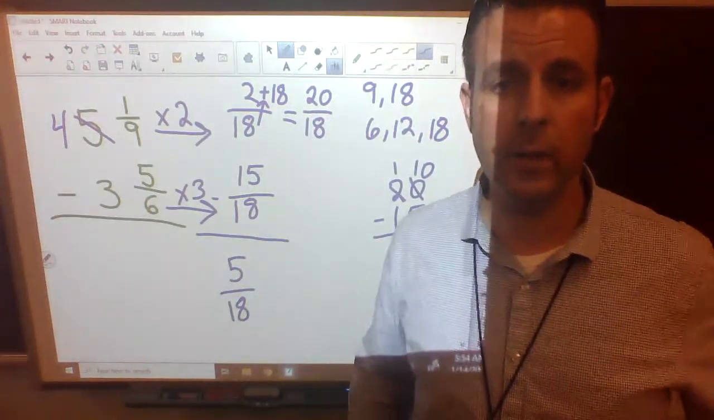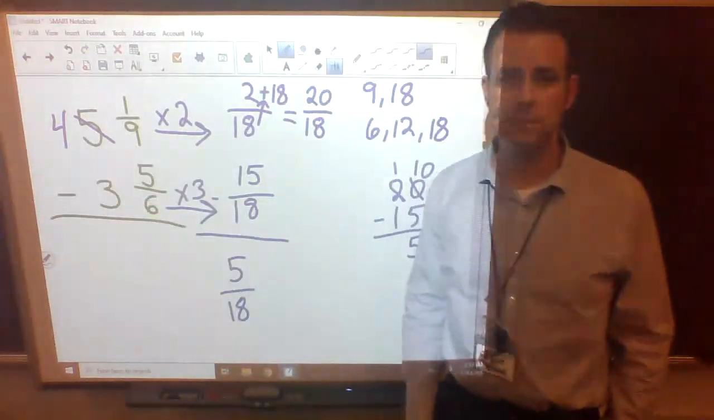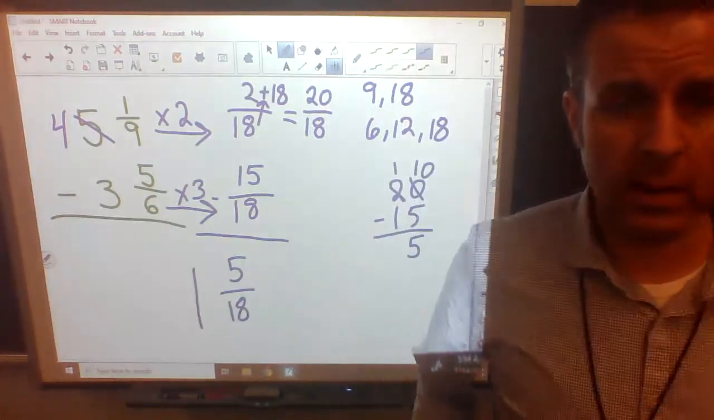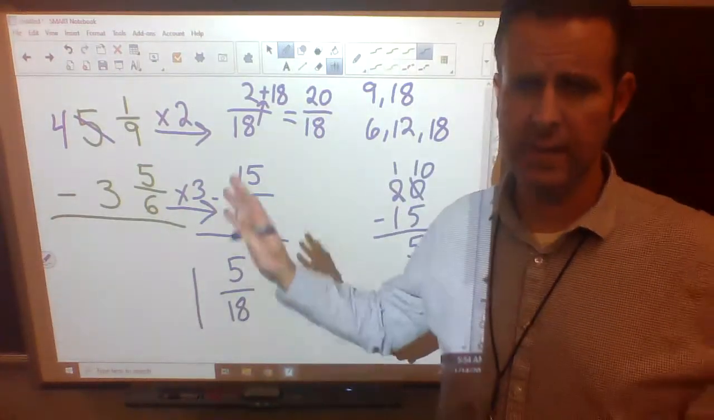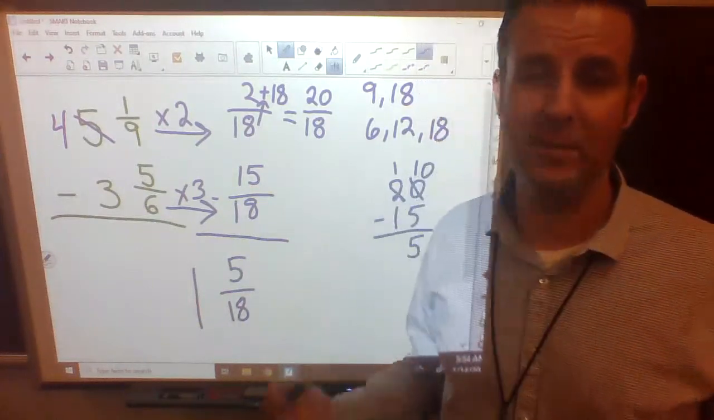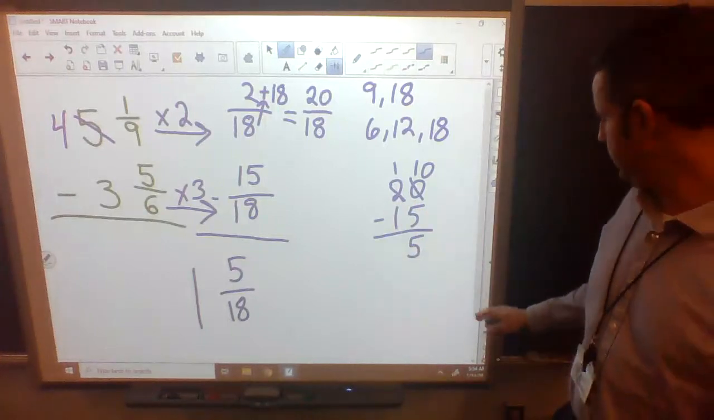Now all we have to do is the whole number side. What is 4 minus 3? It's 1. So our answer is 1 5/18. We're finished. Now I'm going to show you one more just because you might see this one and I just don't want you to be confused by it. It's a little bit different.